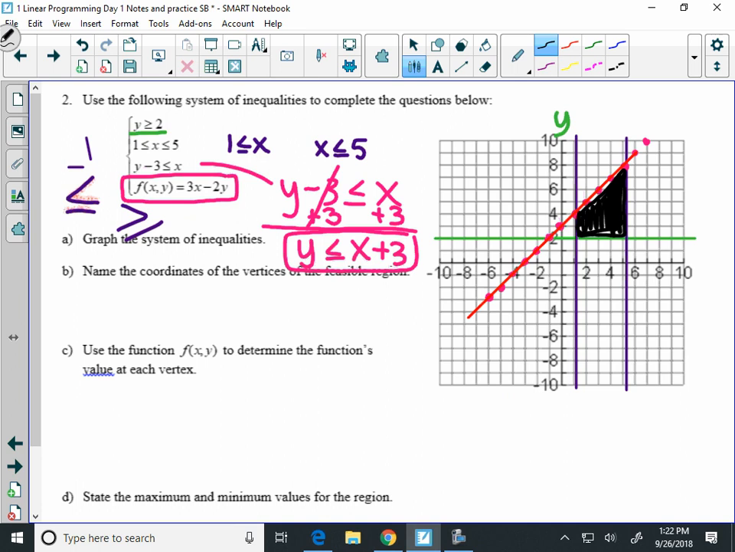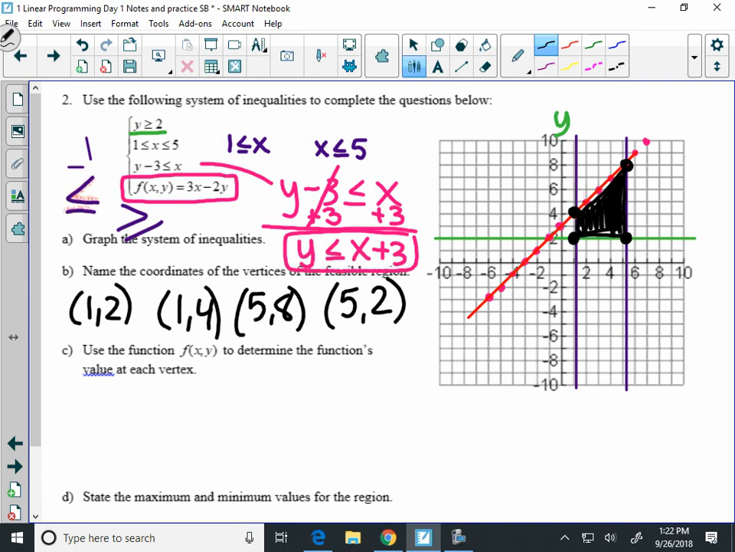So darken in your vertices now. Make sure you know exactly where the vertices of that feasible region lie. And now we're going to write them down. Who can tell me one vertex here? Shout out, Bobby. 1, 2. Where's the next one? 1, 4. What else? 5, 8. And 5, 2. Right. Our maximum and our minimum are going to have to hit one of those corners.